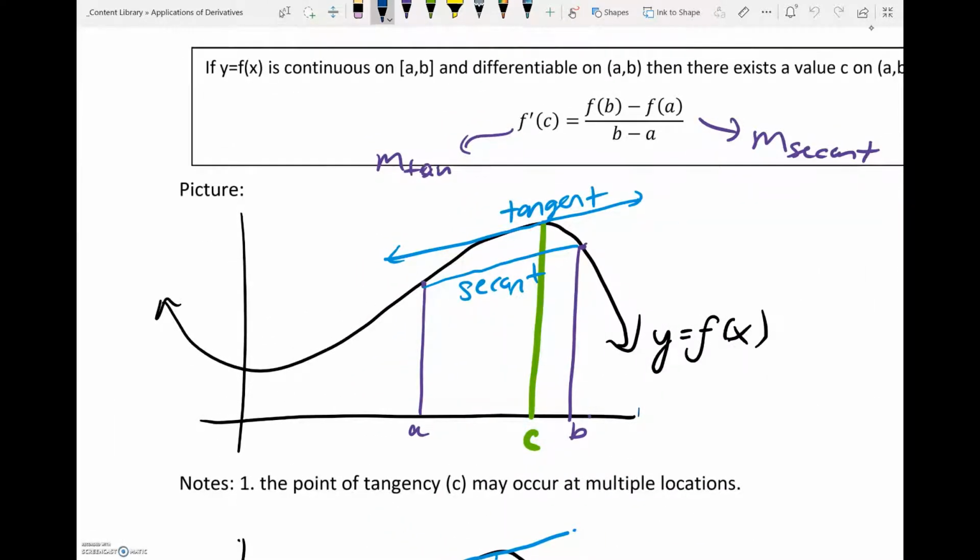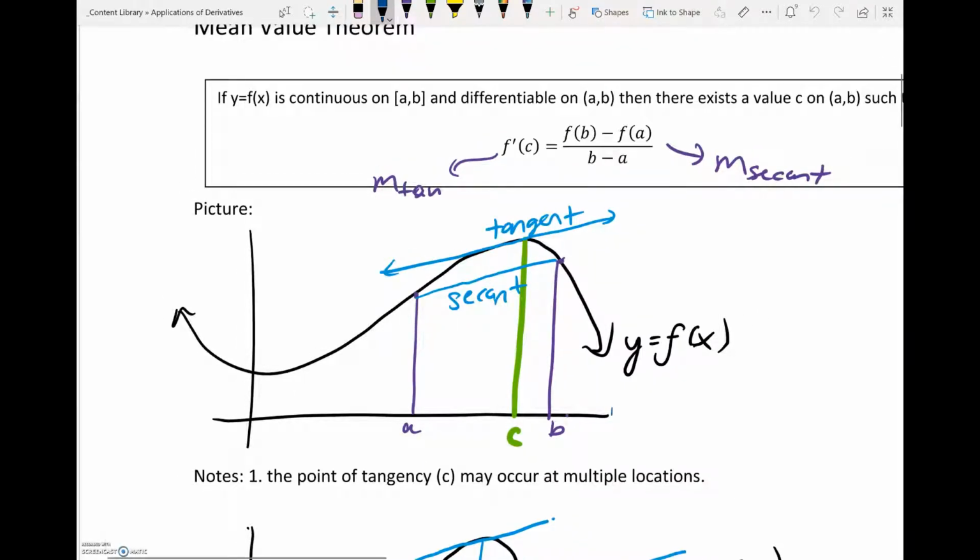So I drew a function f that is continuous on [a, b] and differentiable on (a, b). And the mean value theorem states that there is some c in between a and b where the tangent line at c is going to have the same slope as the secant line. Now, there could be more than one c value. You can have more than one tangent line that is the same as your secant line.